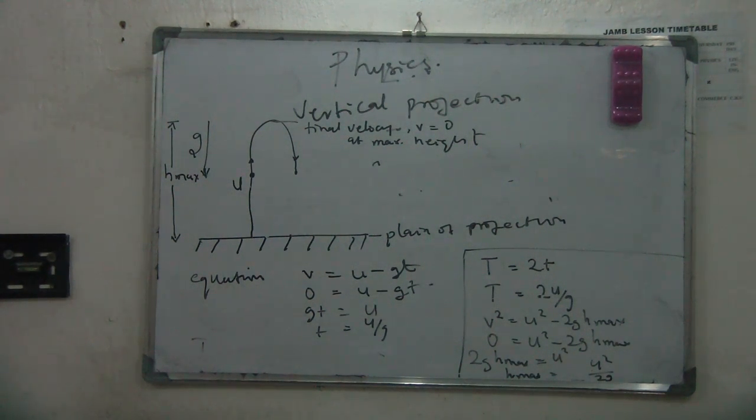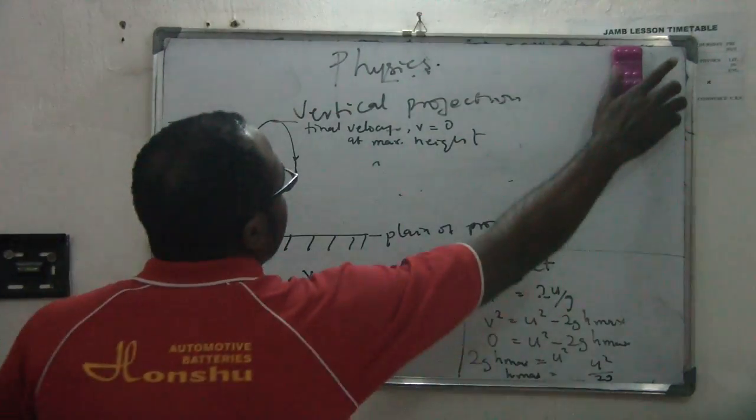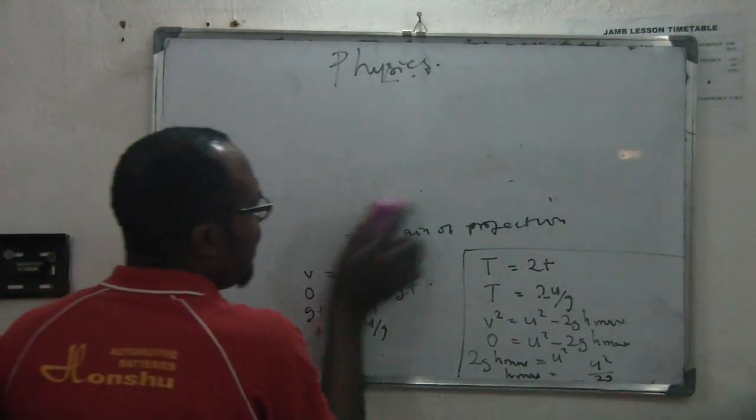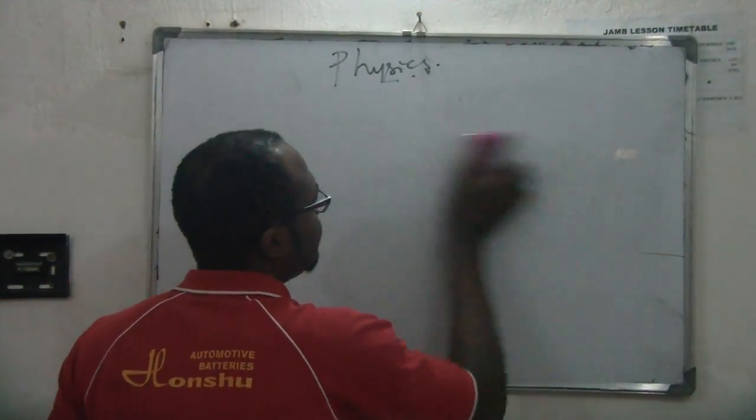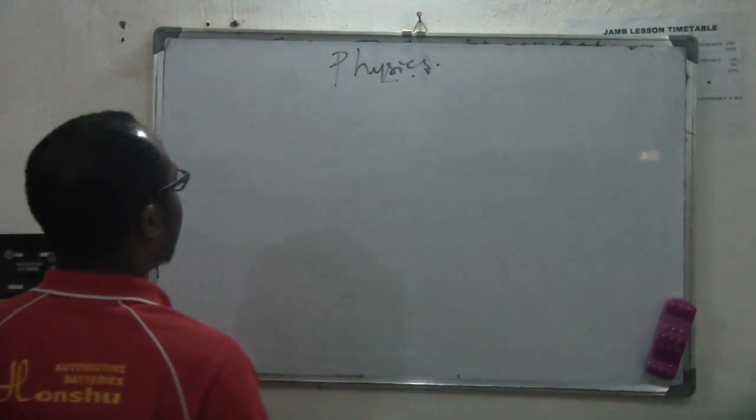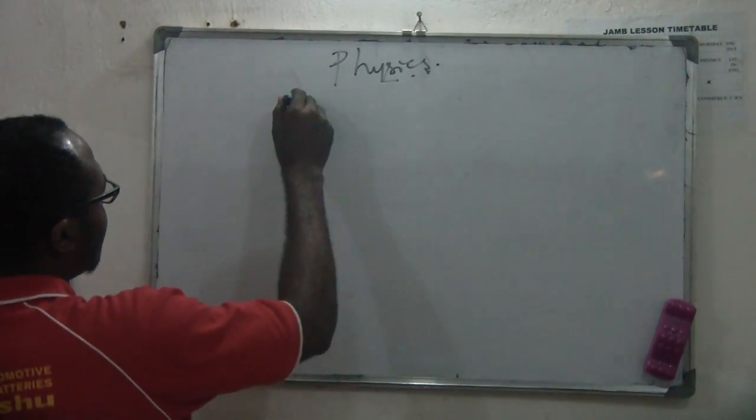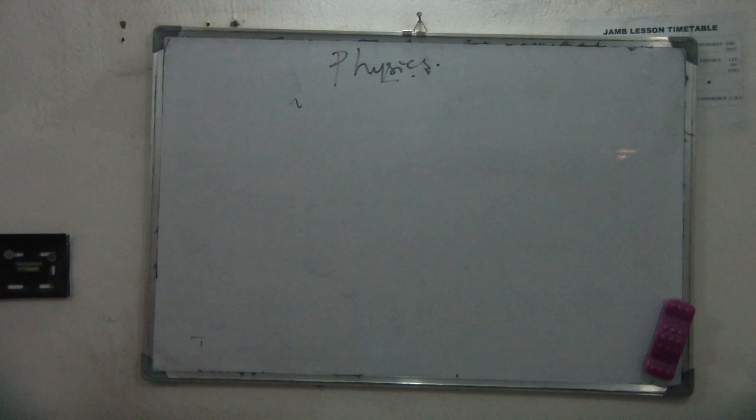Is that clear? So that is for vertical projection. Now we are going to look at horizontal projection.